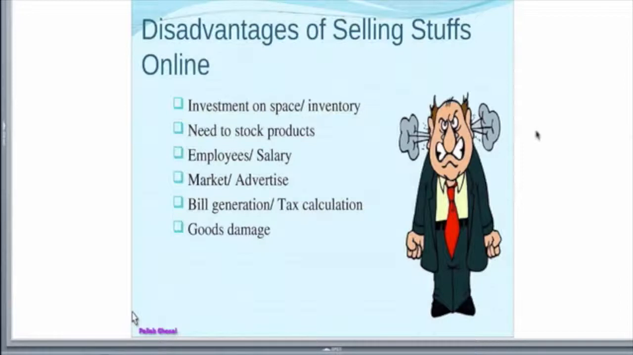Say for example, you have a mobile shop with 10 lakh rupees worth of products inside it. Obviously you need to advertise for your mobile shop. People, why should they come to you? You have to tell them what the advantages are, why they should come to you, and all this stuff. That is the biggest headache you will face in traditional selling. And then of course you have to generate your bill, manage your inventory, and if the goods are damaged, you have to talk to your vendors. A lot of headaches come with traditional selling if you want to go for that.